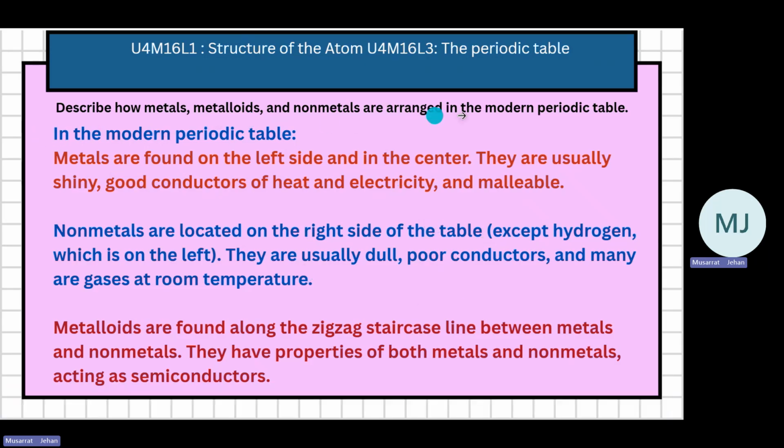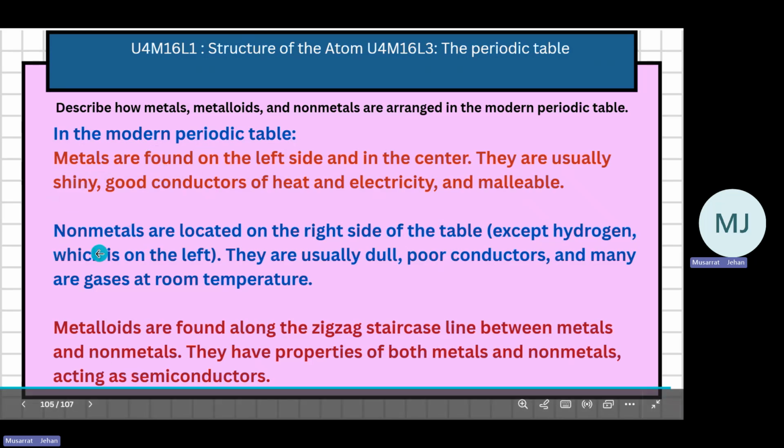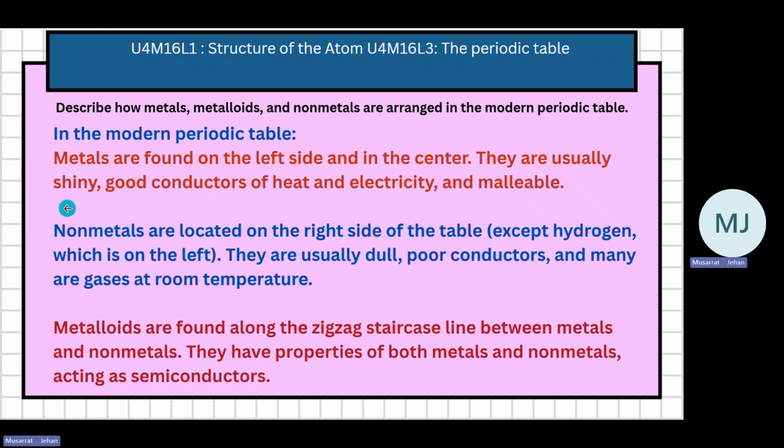Describe how metals, nonmetals, and metalloids are arranged in the periodic table. Metals are found on the left side and in the center. They are usually shiny, good conductors of heat and electricity, and malleable. That means they can form sheets. They are also ductile, that is, they can form wires.